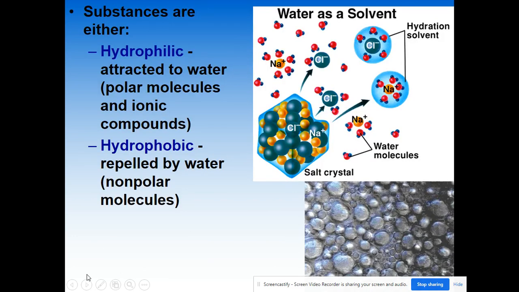So when we talk about substances in water, substances will either be hydrophilic, which means they're attracted to water molecules. So things that are also polar, like water, that have slightly positive, slightly negative ends, or ionic compounds will be very soluble in water, so they'll be hydrophilic. So that's why sodium chloride is very soluble in water. It's very hydrophilic. And things like sugar, which is polar, is also going to be hydrophilic.